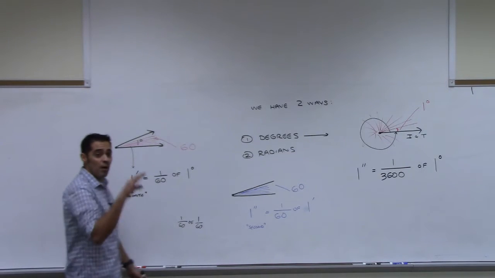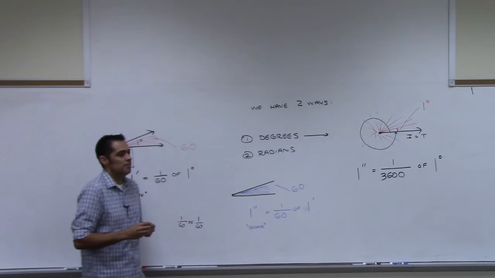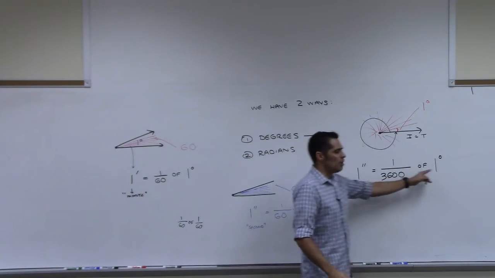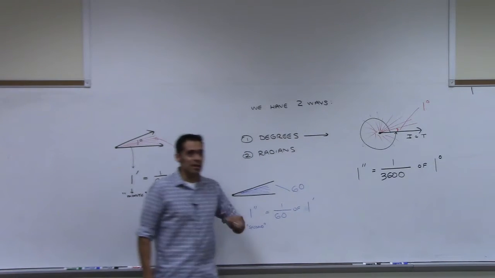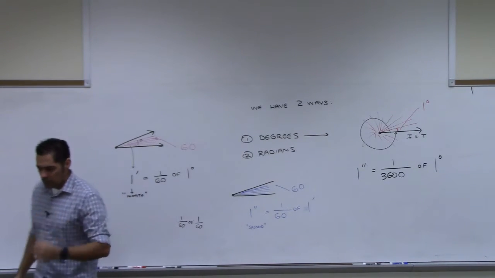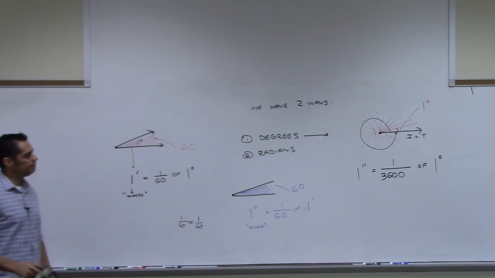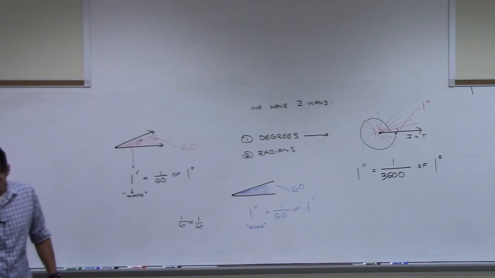So that's as far as we go in any class. We go down to the seconds, but... You meant degree, right? Did I say minute? Yeah, I meant degree. I wrote degree. If I said minute, I apologize. 1 second is 1/3600th of 1 degree. All right. You happy with that?